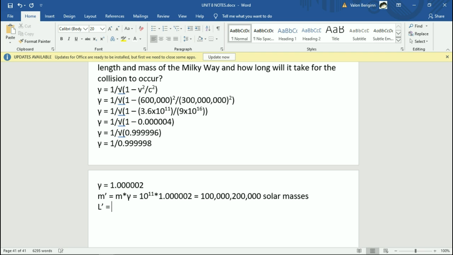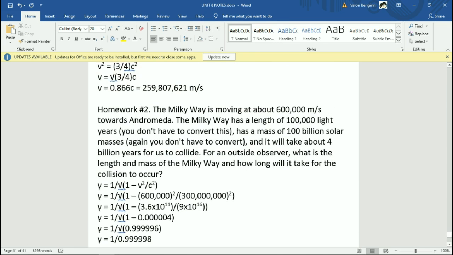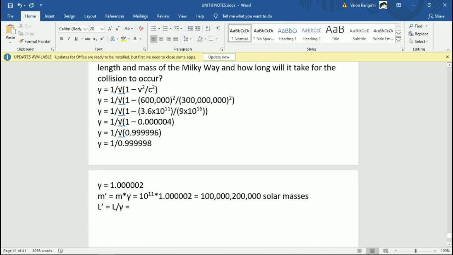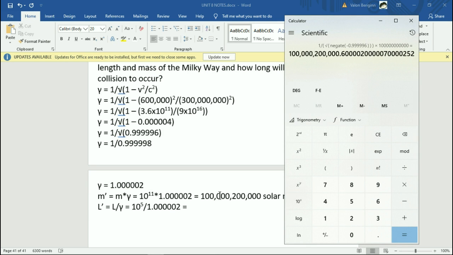Length. This one is dividing by the factor. So we have 100,000 light years. That's 10 to the 5 divided by 1.12452. So let's see.